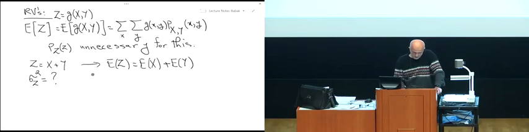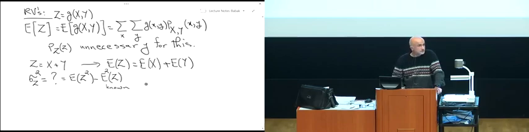How do I compute that? Well, by definition, I know this is E of z squared minus what? E of z quantity squared. E of z quantity squared is simply obtained from these guys here. So this one is known because I know the mean of x and I know the mean of y.